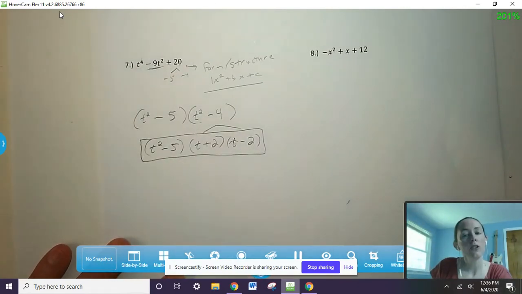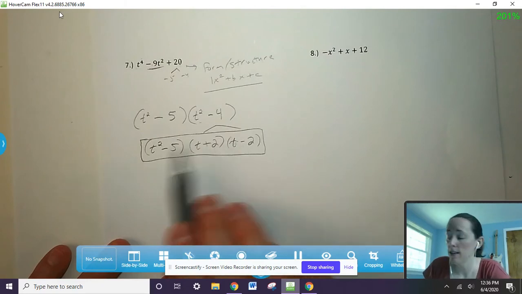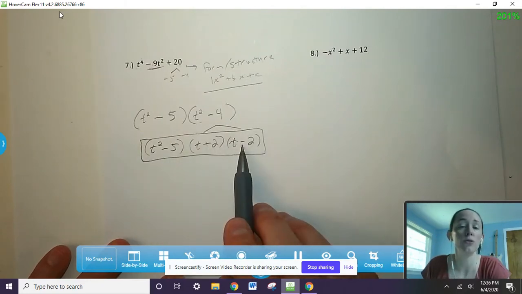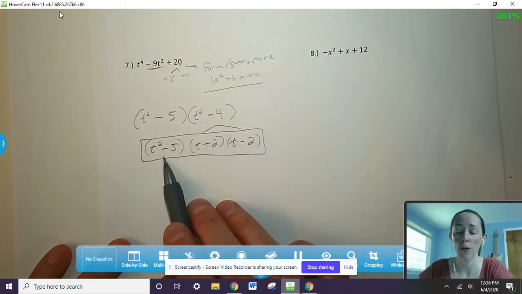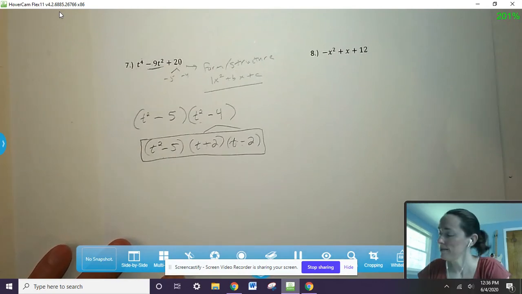Okay, and again, the factors can be written in any order. So if you want to write this one, then that one, then that one, that's fine. It can be t minus 2 first, then t plus 2, then t squared minus 5. All those variations are correct.